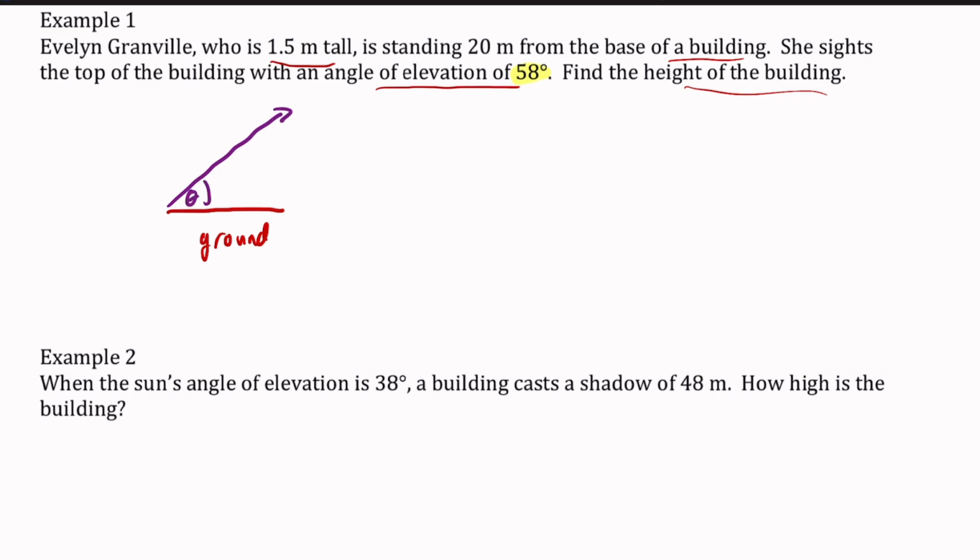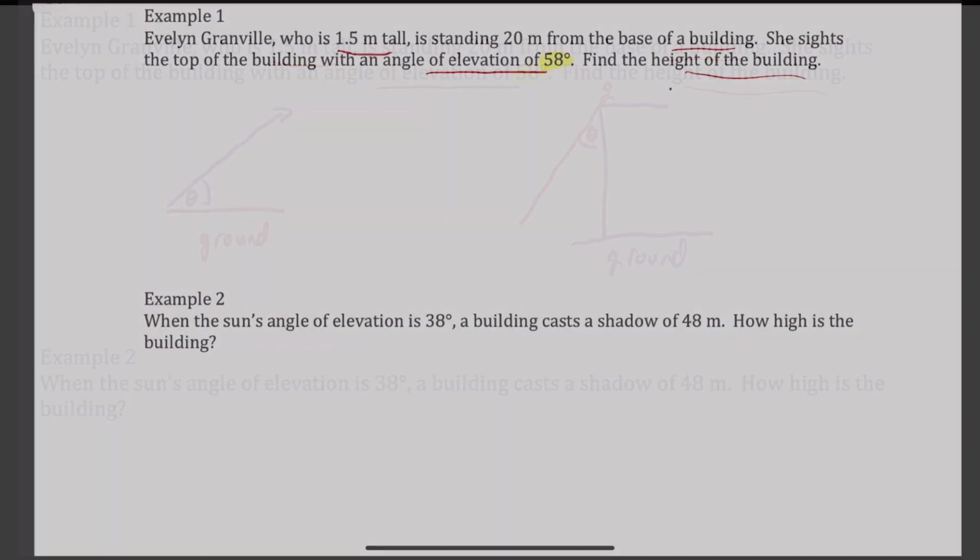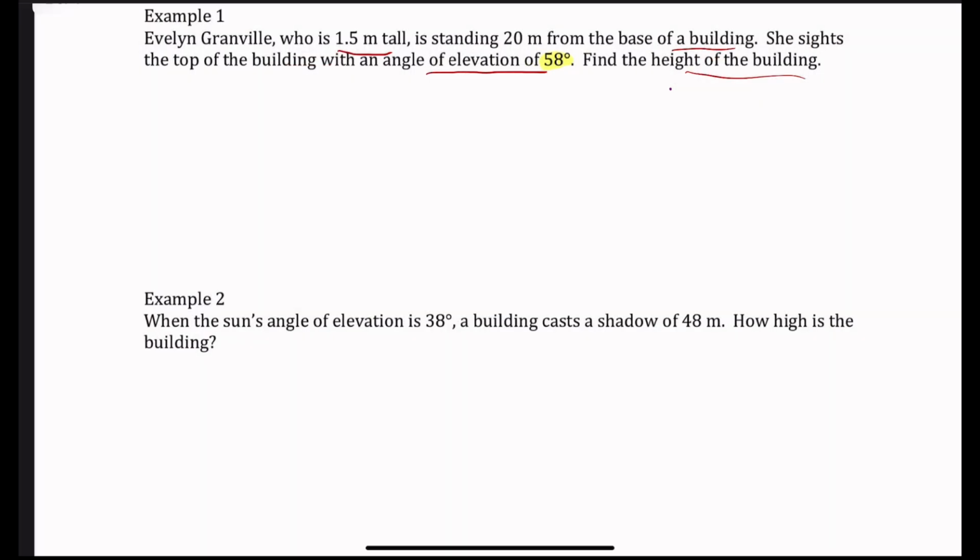And the angle of depression is the opposite. Let's say you have your building and you got your ground over here. Your angle of depression is going to be looking downwards. So imagine somebody's on top of the building looking down. This is an angle of depression. Now for this question, we want an angle of elevation. So we are going to be looking upwards.